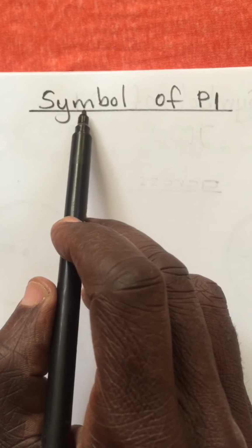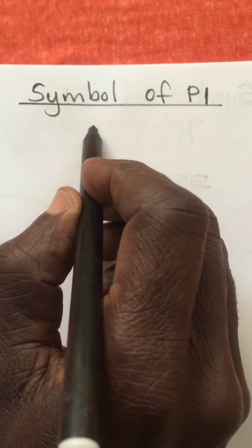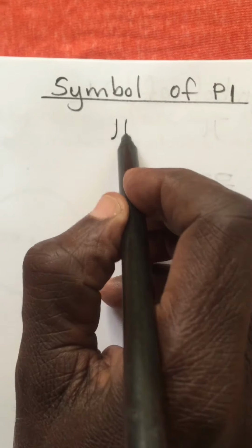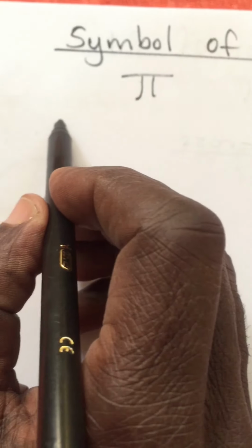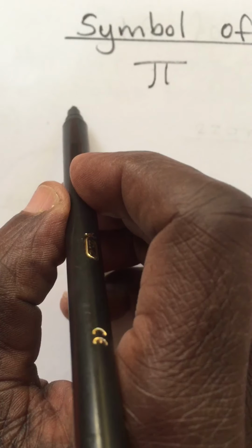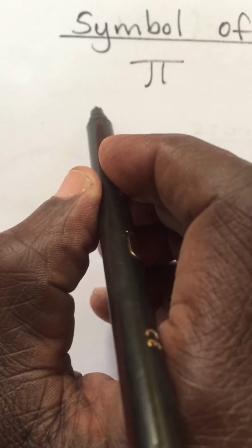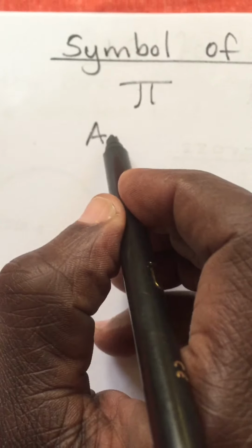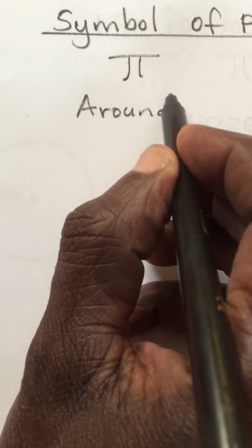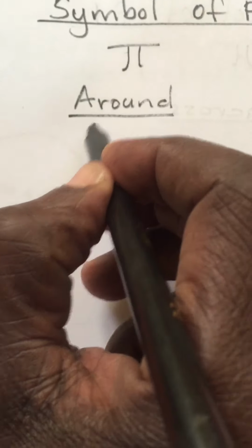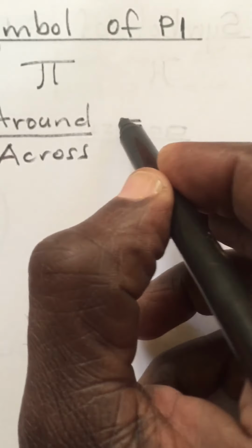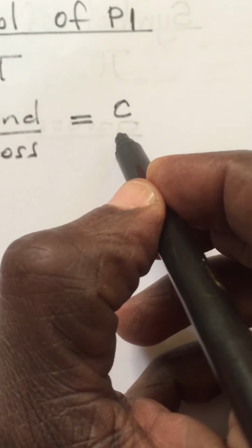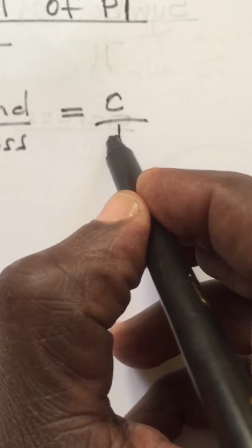Today in math, we are looking at the symbol of pi. This is the symbol of pi. And remember what we said a pi is. We said this is the ratio of two distances. There is one distance which is around the circle and the other one is across. The one around is the circumference, and the one across is the diameter.